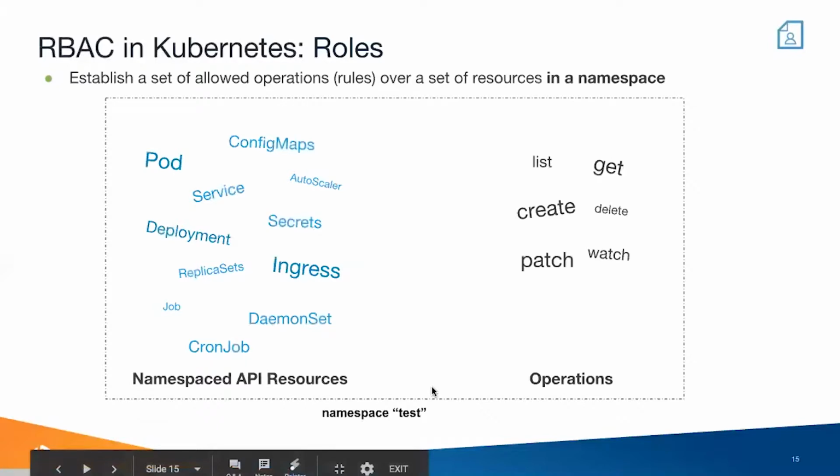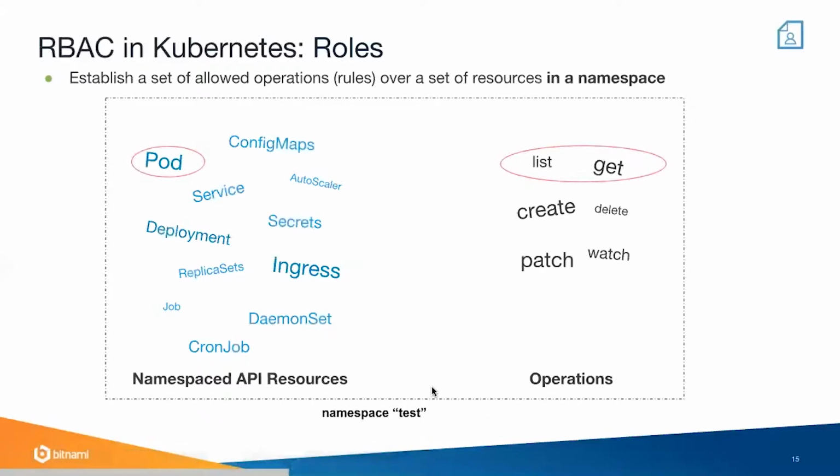So, for example, we can say we want to connect pods and list and get. That will create a role called, for example, pod access. And what are we doing? Just connecting resources and operations. That's all we're doing.